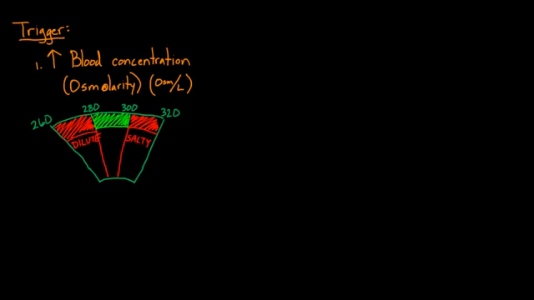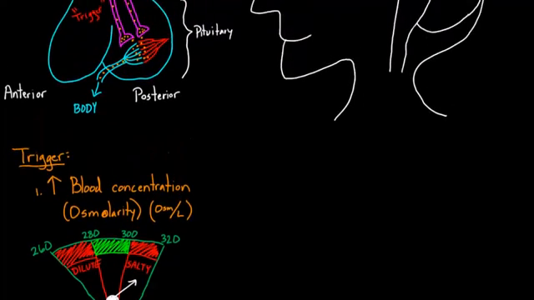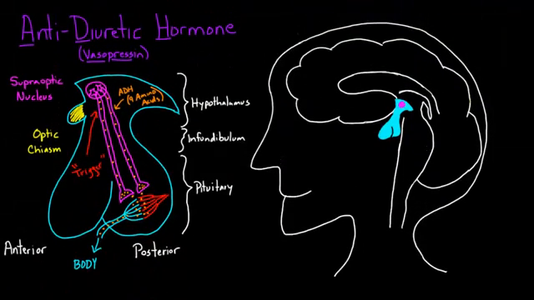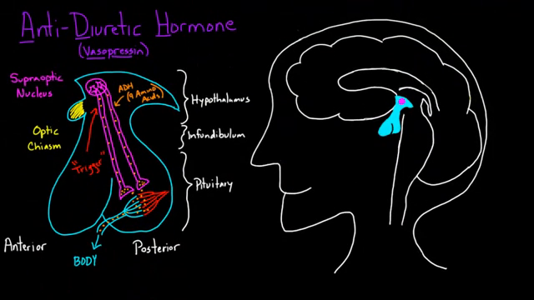And so in this case, if you have, like I said, a meter down here, if the needle is falling in this area, then that's going to be a trigger for ADH release. So that's the first trigger that we can talk about. In fact, why don't I even go back up and add that to our diagram, so that we can see it very clearly as being one of the triggers.